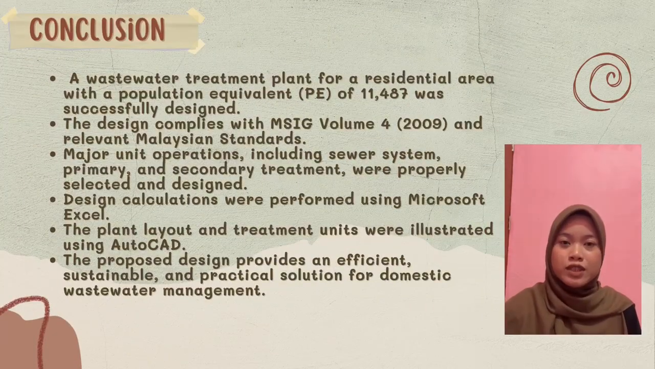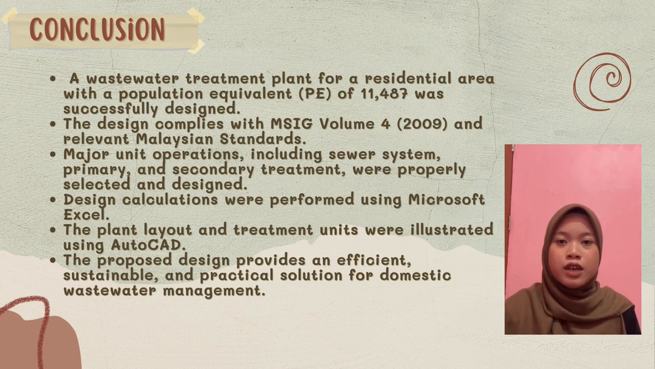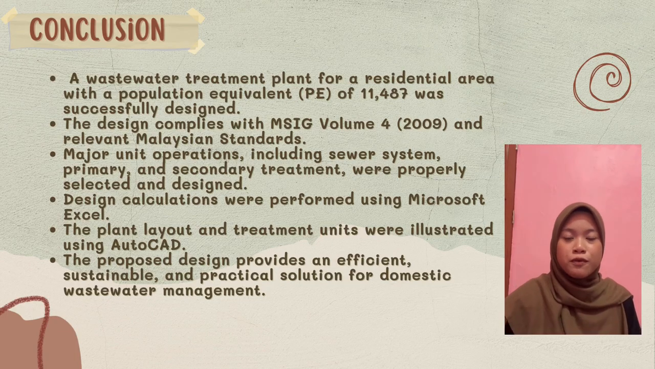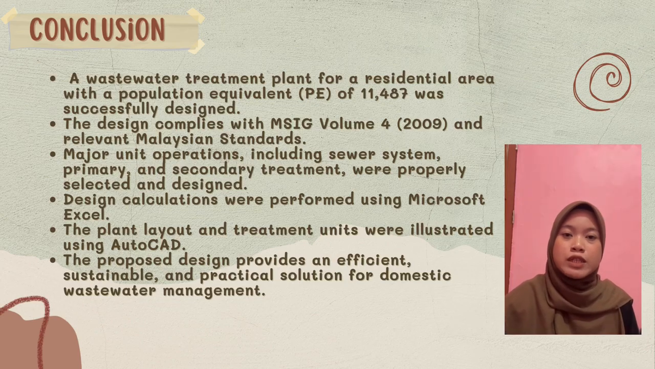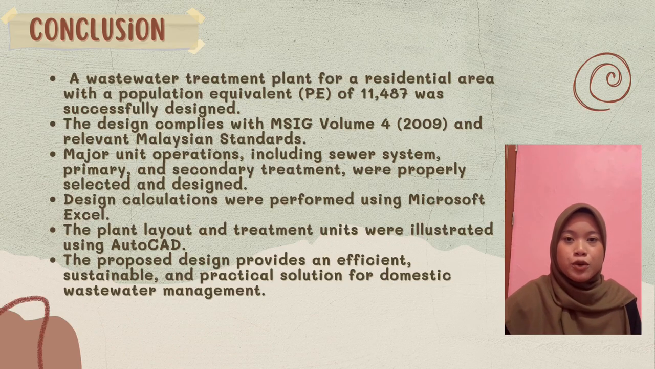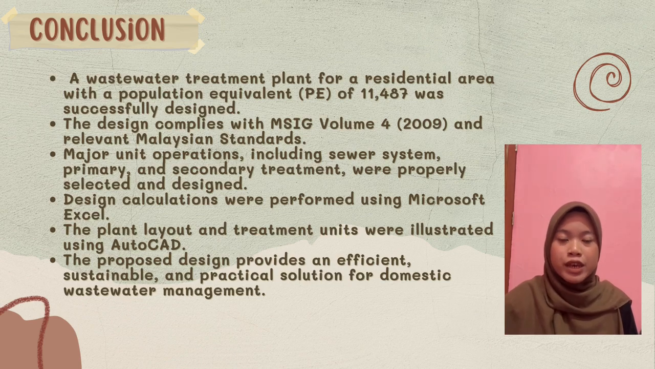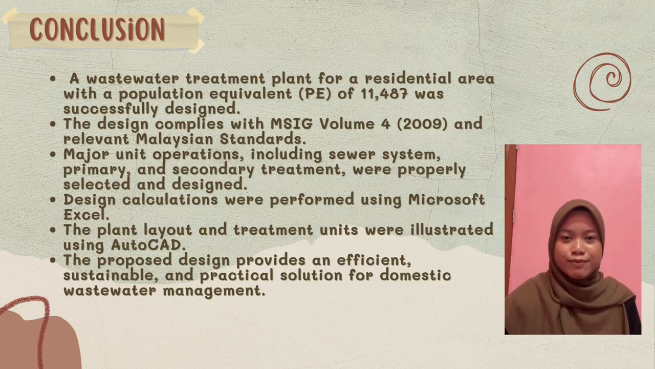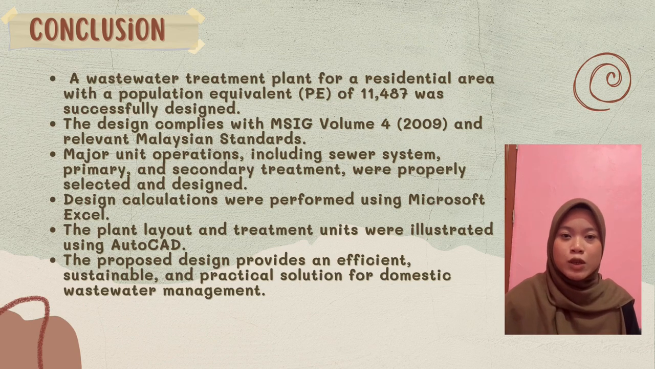The conclusion is that the wastewater treatment plant was designed for a residential area with a population equivalent of 11,487 based on projected domestic wastewater generation. The design fully complies with MSIG Volume 4, 2009 and relevant Malaysian standards to ensure regulatory acceptance. Key unit operations such as the sewer system, primary treatment, and secondary treatment were selected based on efficiency and sustainability for the given PE. All design calculations were systematically carried out using Microsoft Excel to ensure accuracy and consistency. The overall plan, layout, and treatment units were clearly illustrated using AutoCAD for proper visualization and planning. Overall, the proposed design offers an efficient, sustainable, and practical solution for managing domestic wastewater in the study area.